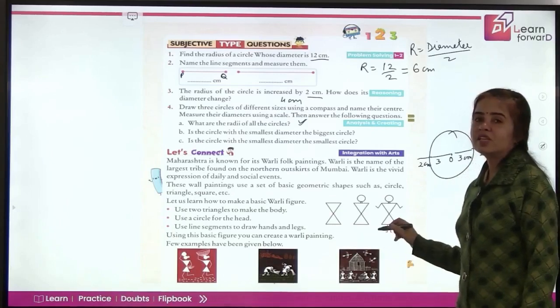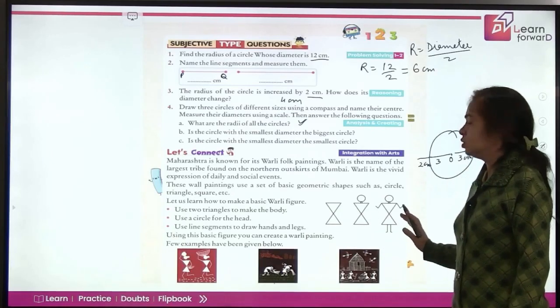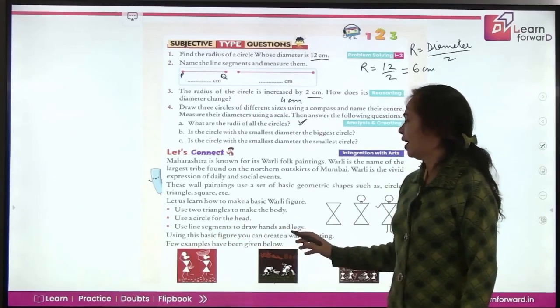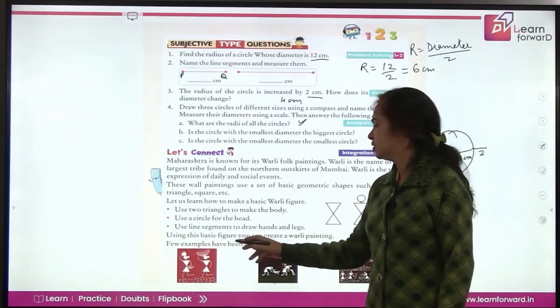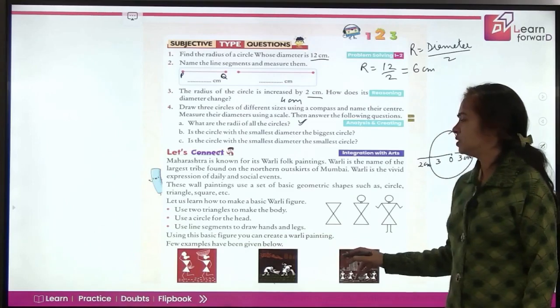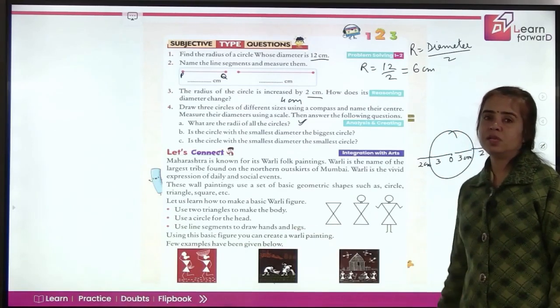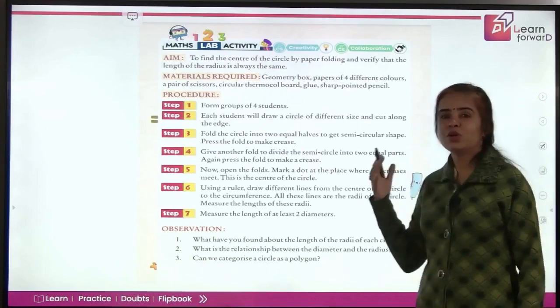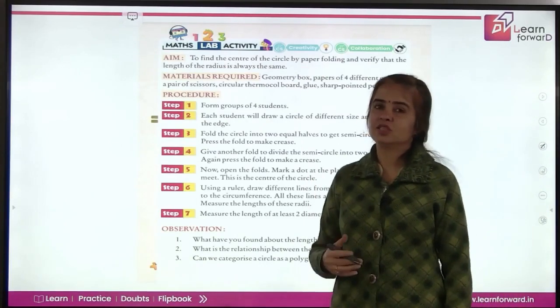So they have explained how you can draw figures using Worli art. Use line segments to draw hands and legs. Using this basic figure, you can create a Worli painting. Some examples have also been given to you. So you have to create your own and show your creativity and imagination here, children.